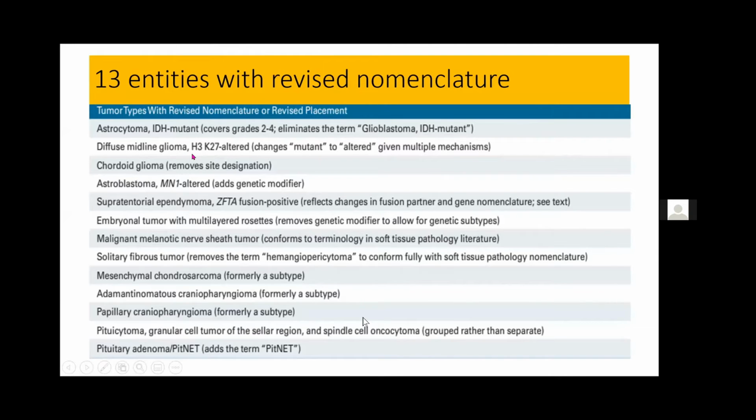Then you have the diffuse midline glioma, which was introduced in the last classification but was called H3K27 mutant. Now that has been changed to altered because there are other alterations like EZHIP, etc., which are also associated with these changes. Therefore, it cannot be limited to just H3K27 mutant midline glioma. Chordoid glioma was earlier attached to the third ventricle in its definition, but no longer so. Astroblastoma now requires the MN1 alteration for its diagnosis.